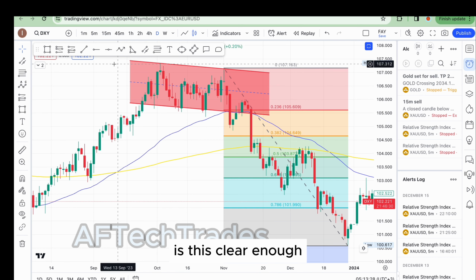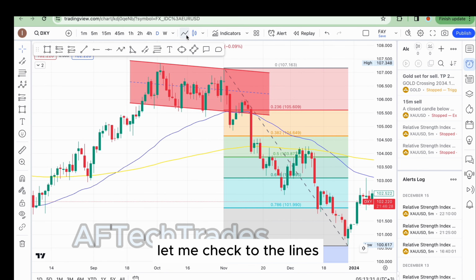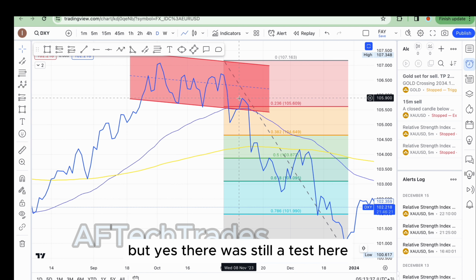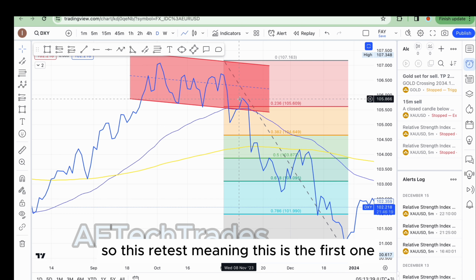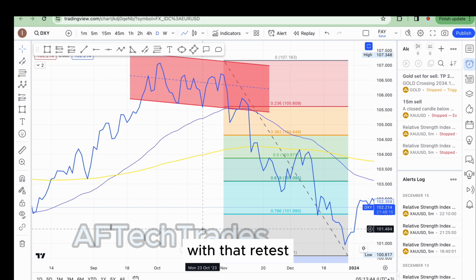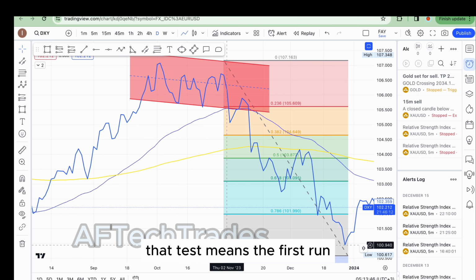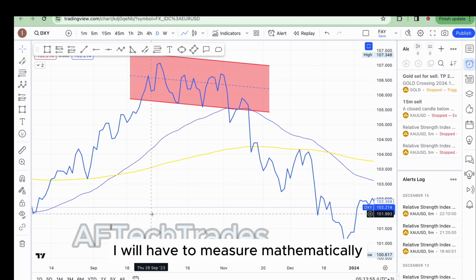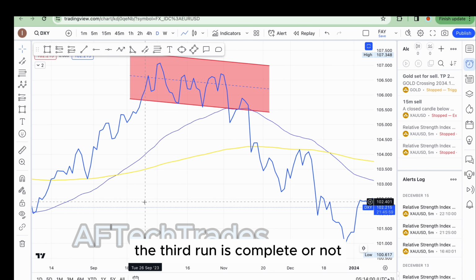Is this clear enough? Let me check through the lines. Yeah, not perfect, but yes, there was a retest here. So this retest, meaning this is the first run. With that retest, that tells me it's the first run. And what I would again look out for is, I will have to measure mathematically if the third run is complete or not.